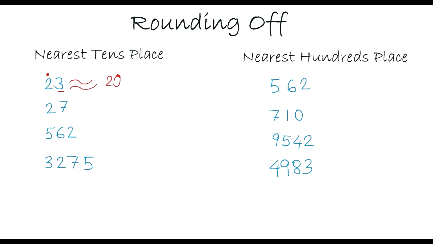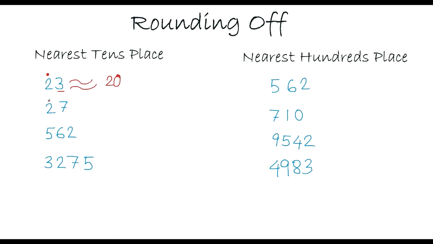So when we have to round off, we will find the target place first and mark it, and we will concentrate on the next right side digit. If this next right side digit is less than 5, then the target digit will remain the same and the next right side digit will become 0. Now again we have to round off to the nearest tens place.